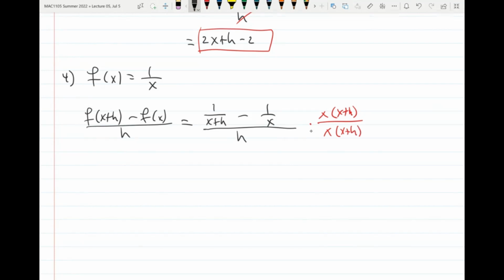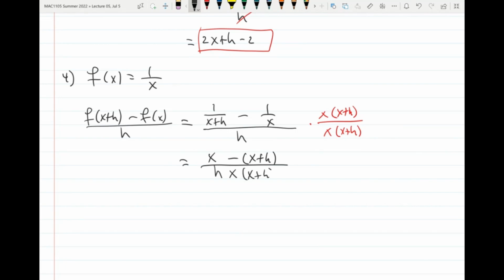All right, so when we do that, in the top, the first term, the x plus h cancel, and we get x. Then minus the second term, the x cancel, and we get x plus h. And then in the bottom is just what it is. So now just leave it like that.